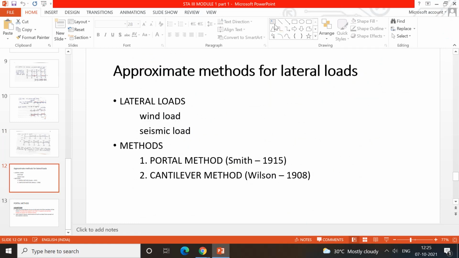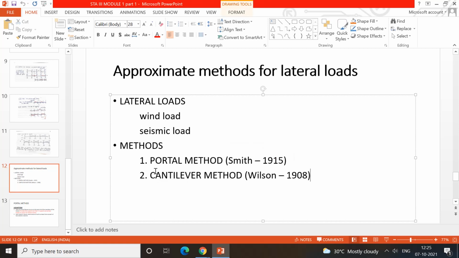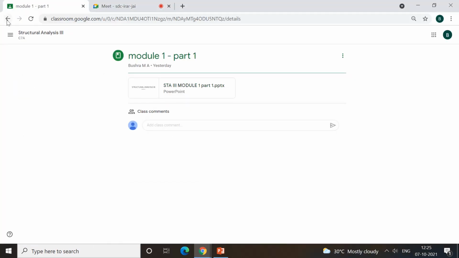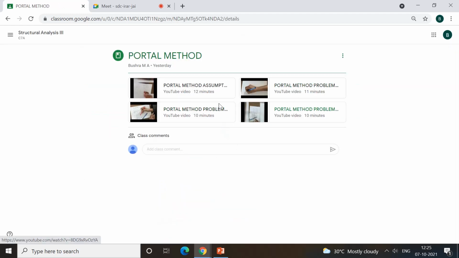Now comes the approximate methods for the lateral loads. There are actually 2 methods, the portal method and the cantilever method, and I have added the video lectures of the portal method. There are 4 videos and totally around 40 minutes only. So you can watch all these videos when you come back to the college. The first video is on the different assumptions, and it was prepared by Altaf sir last year. The first 2 videos are by Altaf sir and the next 2 by me.